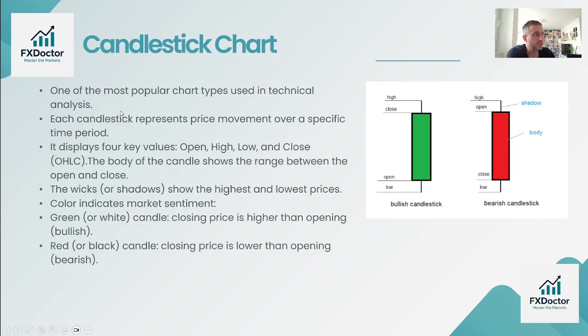One of the most popular chart types used in technical analysis is the candlestick chart. Each candlestick represents price movement over a specific time period. Let's say we have a 1 hour time frame chart. For each hour, if the candle is green or white, it is a bullish candlestick. That means that hour's opening price was here, closing price was here, but in that time frame price went down here and up here. In the other direction, a bearish candlestick: price opened here, closed here, but in that time frame went here and here.